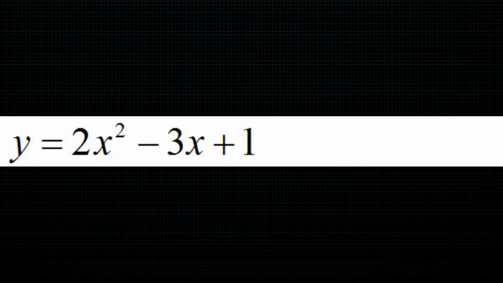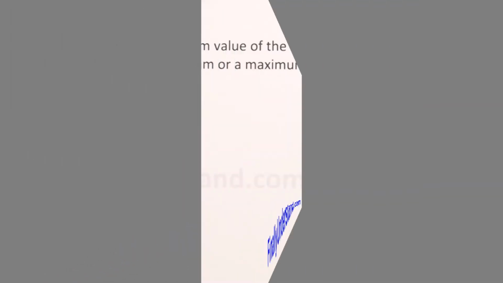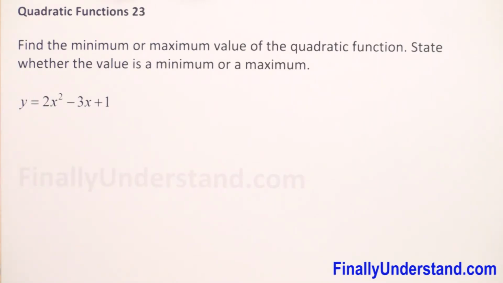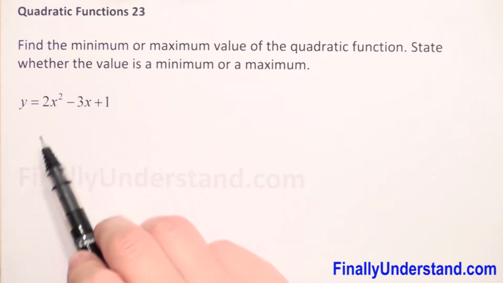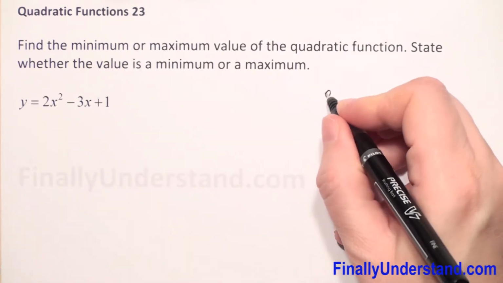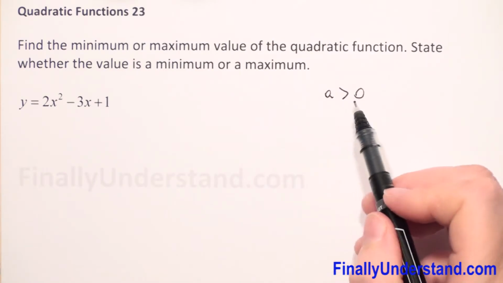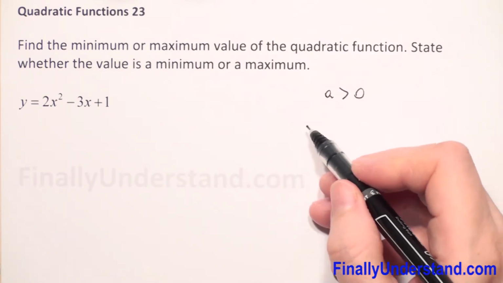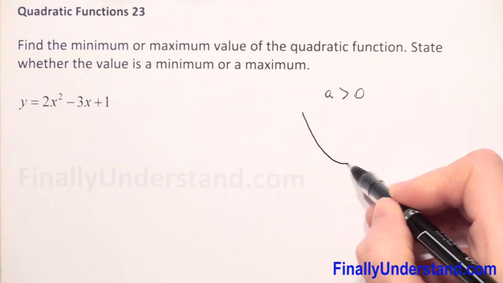We have to find minimum or maximum value of quadratic function. When we have quadratic function and we need to find minimum or maximum, first we have to check the coefficient before x squared. Before x squared we have positive value. So a is greater than 0. When a is greater than 0, we have parabola opens up.